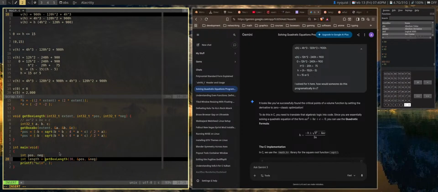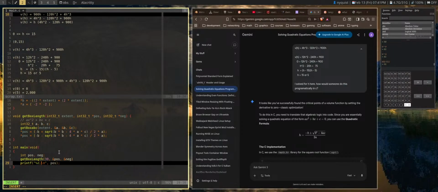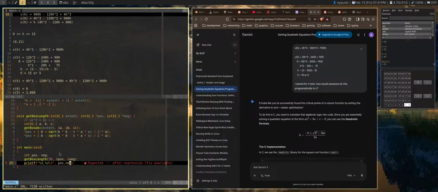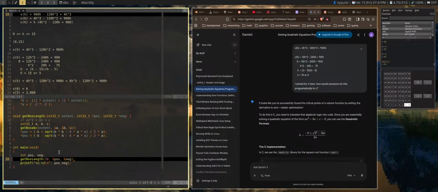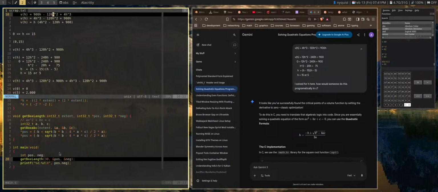And length equals... pretty sure that should be, yeah, positive, negative. Let's see what happens here. It should give us 5 and 15, but it definitely does not.